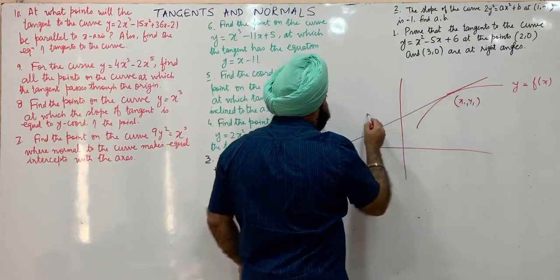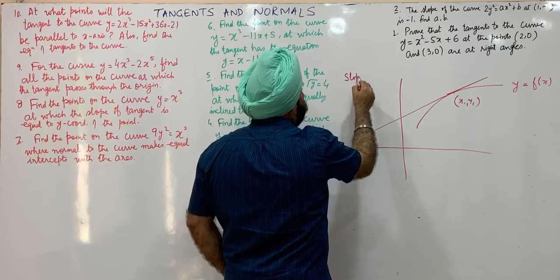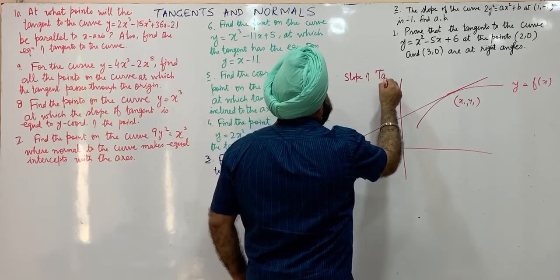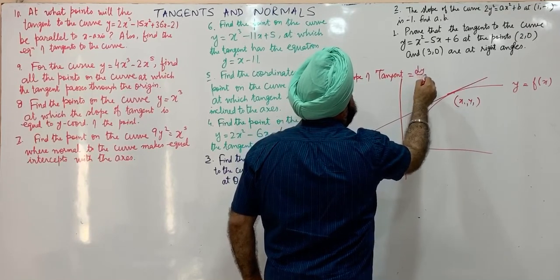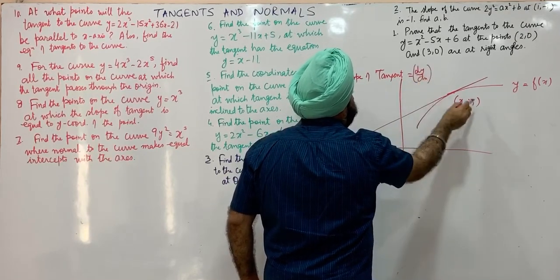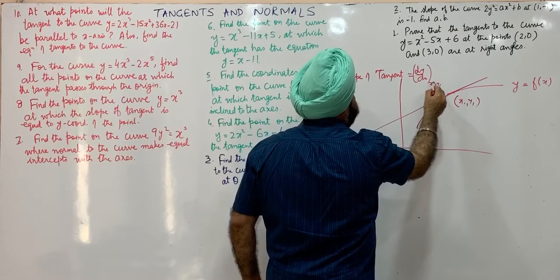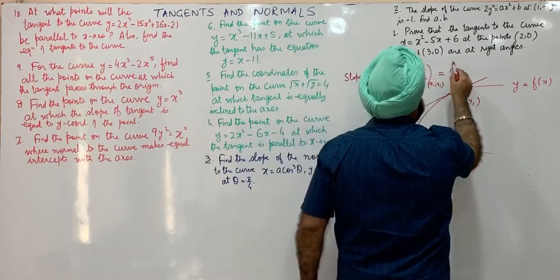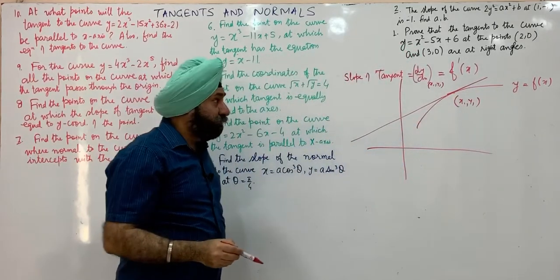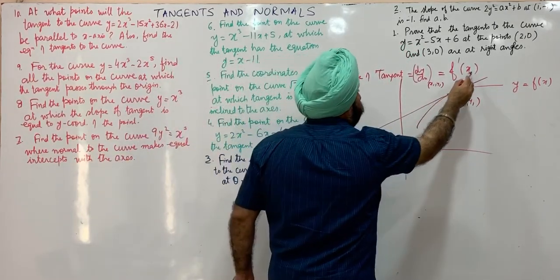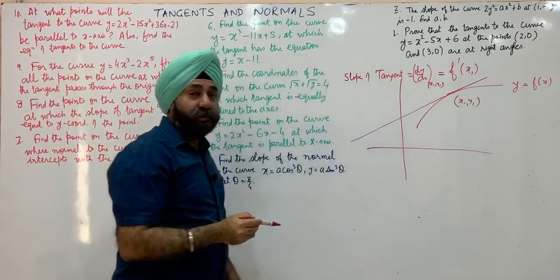We can find out the slope of the tangent by the derivative. Slope of tangent is given by dy by dx at that particular point x1, y1, or we can say f dash of x when x is x1. It's f dash of x1. So this is the slope of the tangent.